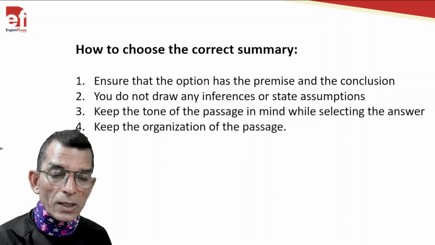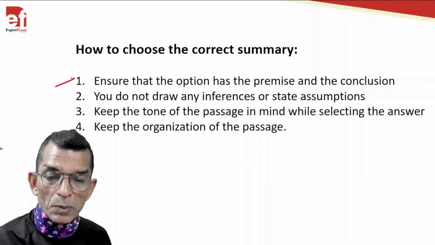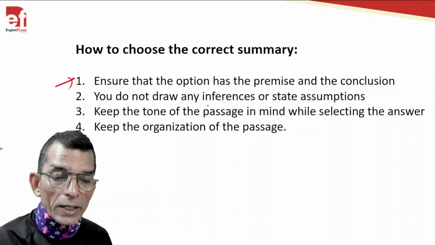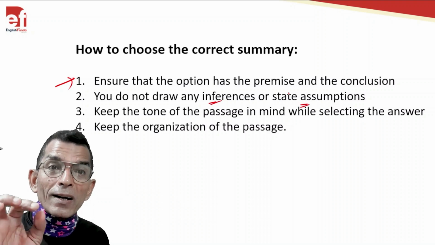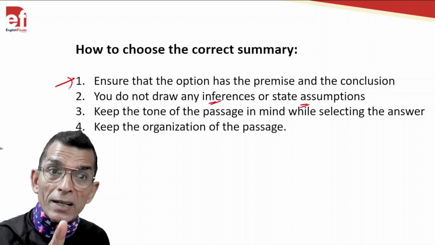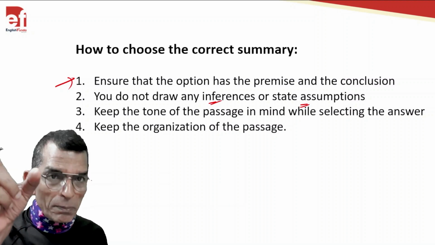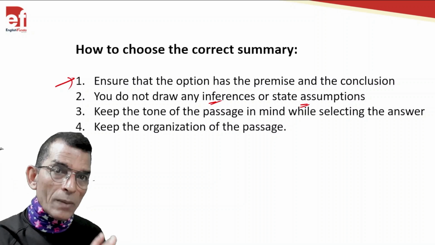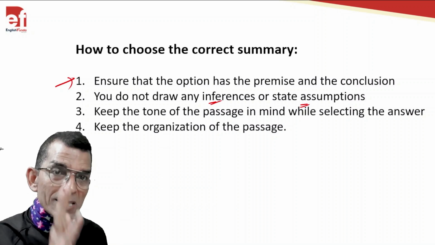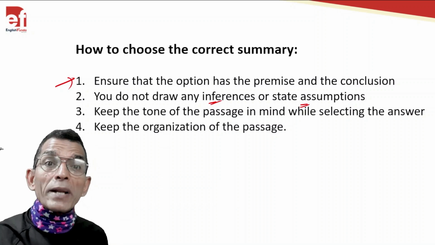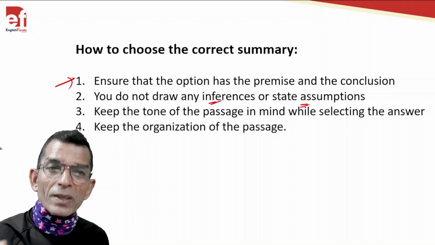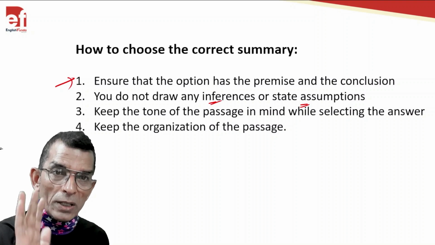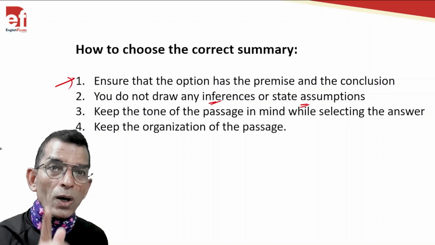First of all, ensure that the option has the premise and the conclusion. That's important. Then you do not draw any inferences or state assumptions. We do not write anything that is implied in the summary, because if the passage implies something, the summary will also imply the same thing. It will not bring it to the fore. That is, if there is an assumption in the passage and you are writing the summary, you keep the assumption as it is. You do not write the assumption.